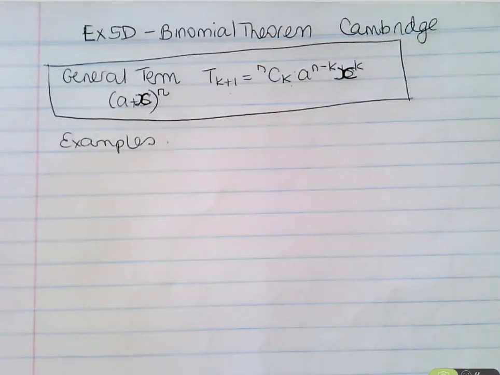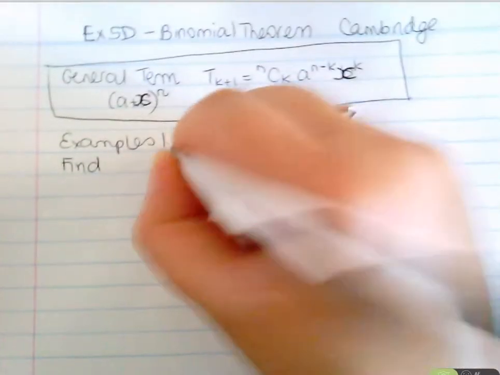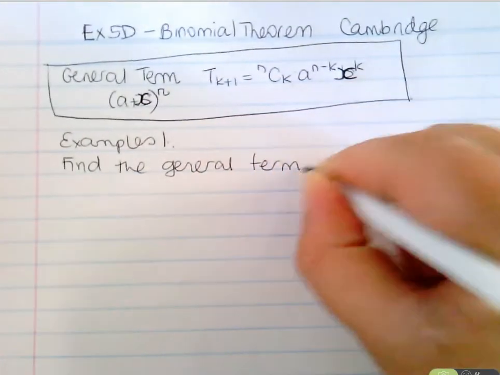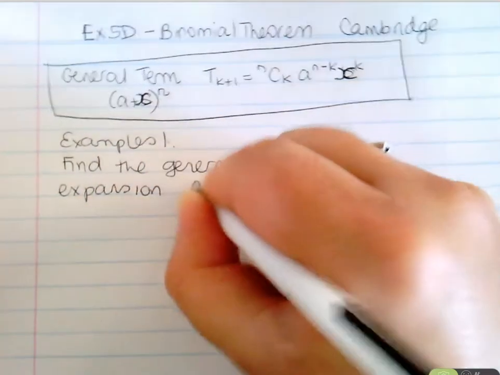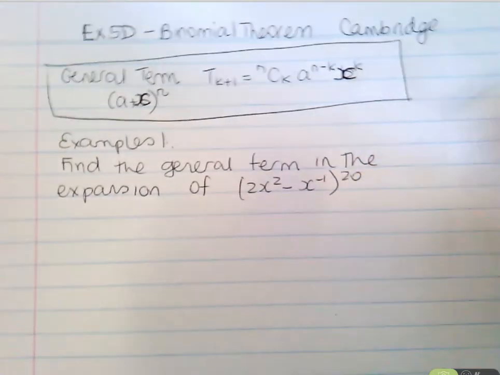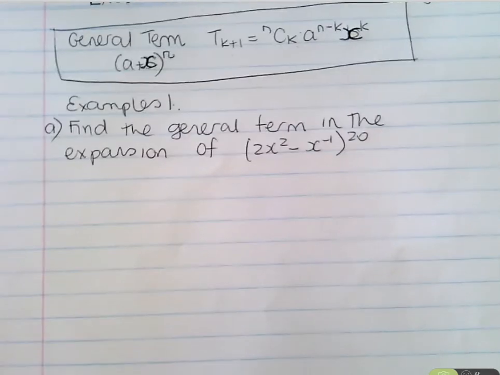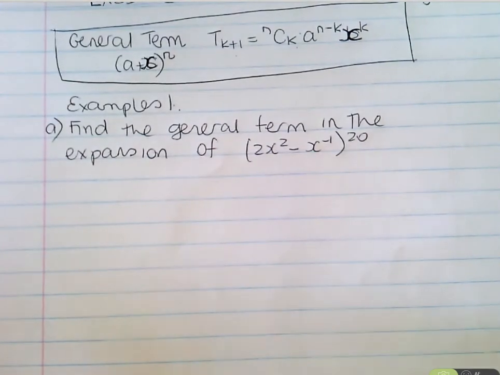Just some examples from Cambridge. So example 1. Find the general term. What we're doing today is general terms, but we're manipulating them. So find the general term in the expansion of (2x^2 - x^-1) to the power of 20. That's part A. Part B and C we'll do in a minute.